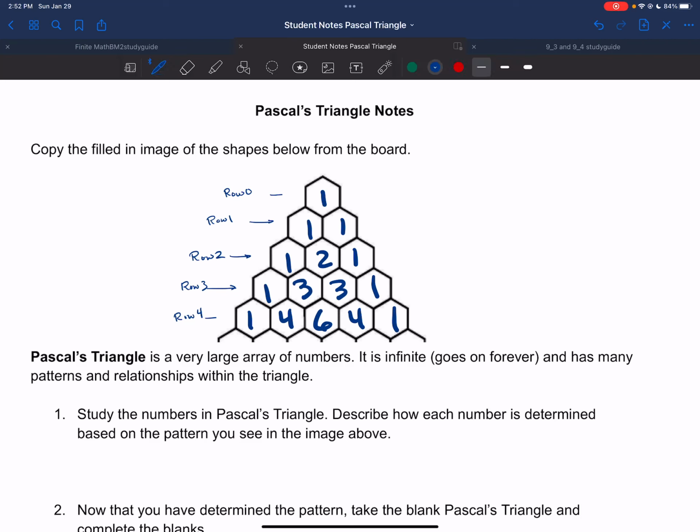Okay, we're going to quickly go over Pascal's triangle notes. And the idea is that you can go ahead and fast forward if you missed some of the notes. This was taken over 2 days. So we're just going to do a brief overview here.